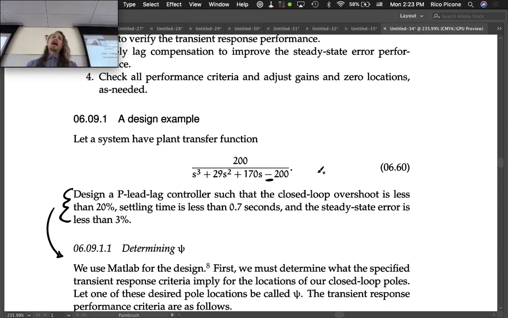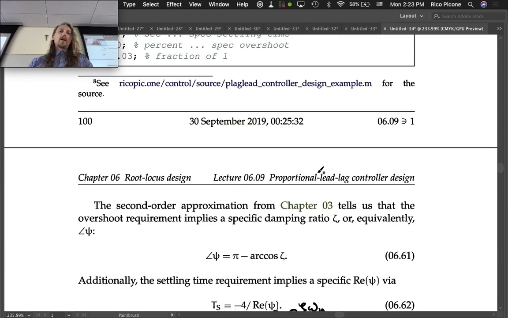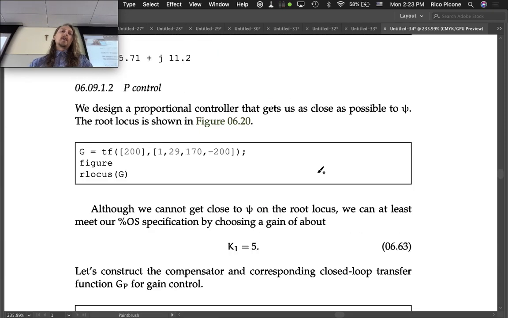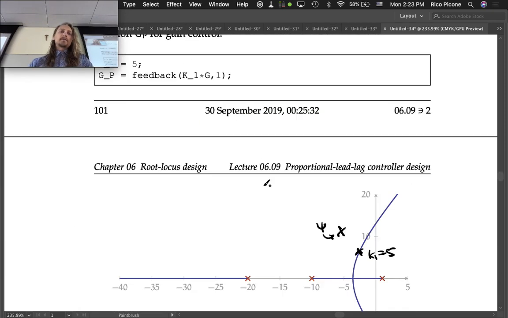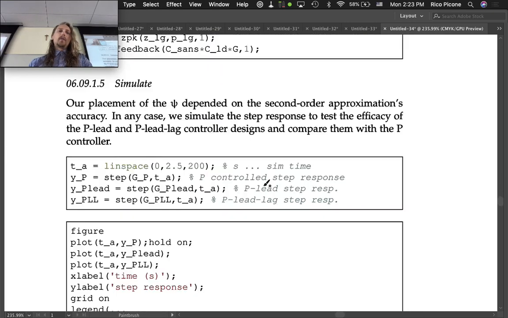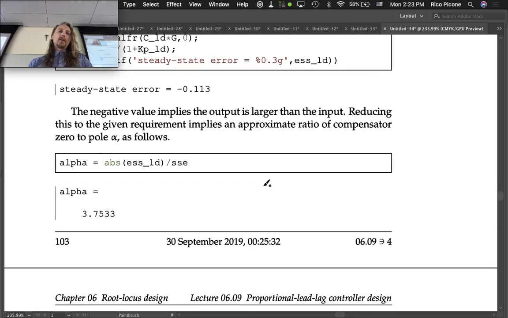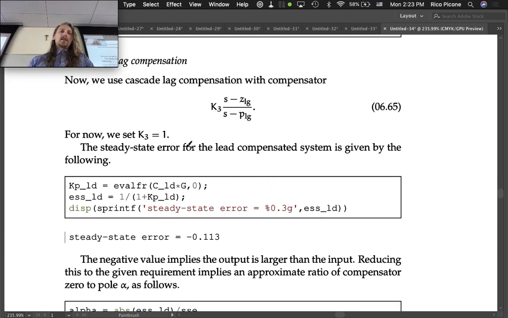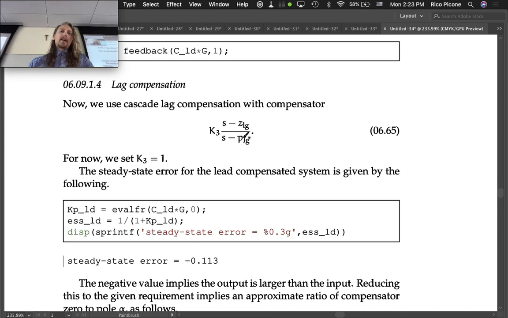If you're going to do lag control, though, we can reduce the steady state error by putting a pole close to the origin, which we now do. And then we'll put a nearby 0 to offset the effect. So this is the lag compensator. We'll start off with the gain being 1.